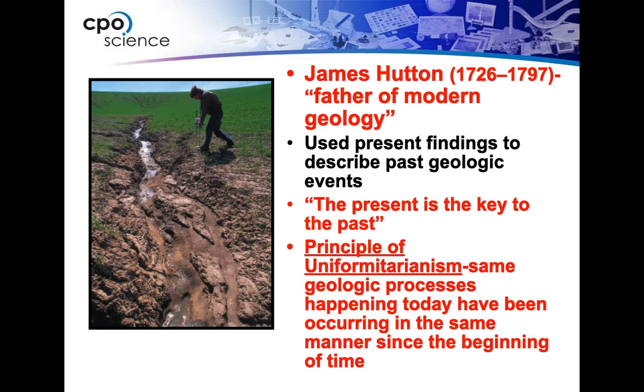So even though we don't have records of things in the past, we can use that philosophy. If we see something happening now, we can assume that's the way it's always happened. And we call that, there's this really fancy name, the principle of uniformitarianism. Look at the word that's sort of embedded in there: uniform. If something is uniform, it's same. So if you equate those two things together, uniform, same, things happening today have always been happening. So the principle of uniformitarianism states that the same geological processes happening today have been occurring in the same manner since the beginning of time. Why would it be any different?